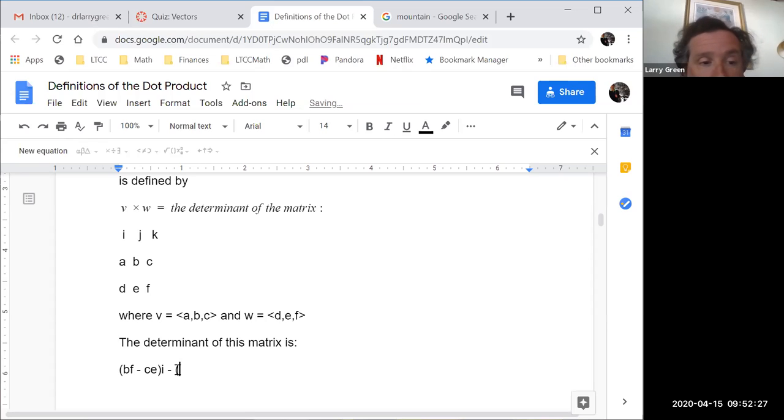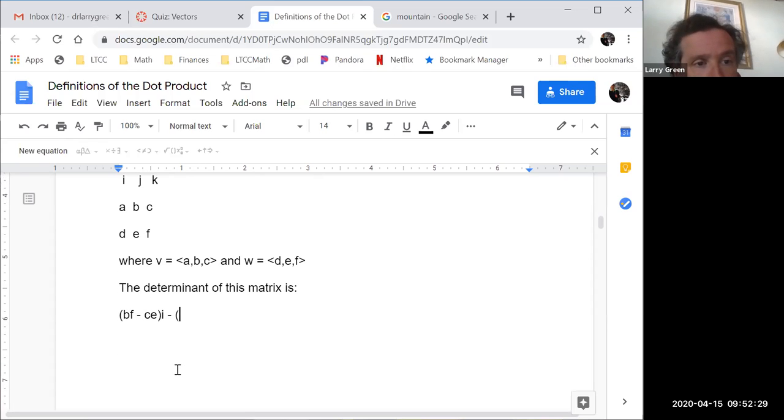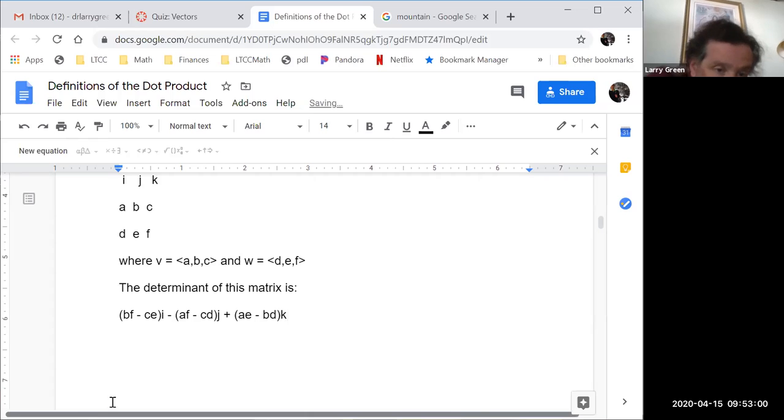And then I'm going to subtract, doing the same thing with the J. So I'm going to go minus, cross the first row out and the second column out, and you get AF minus CD, J. And then I'm going to add the same thing with the K. I'm going to get rid of the first row and third column, and you get AE minus BD. Okay. And that's the definition of the cross product.